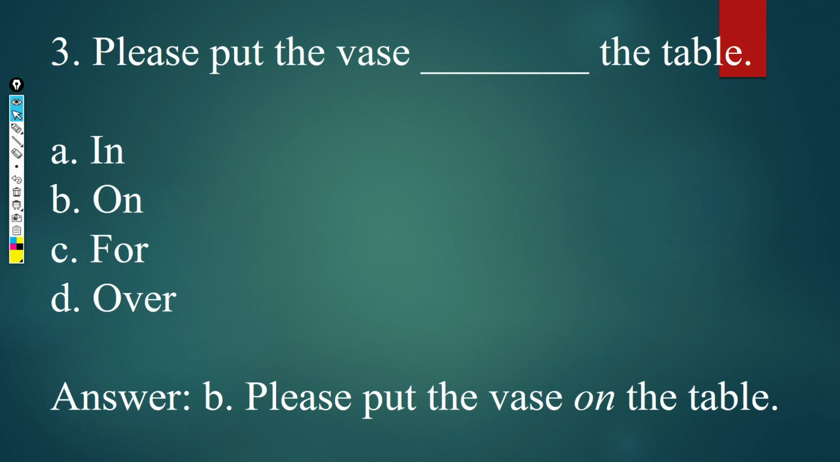Now, please put the ways dash the table. What will you choose from the given options? In, on, for, over. What will you choose? Your answer will be, please put the ways on the table. So, the preposition used here is on.